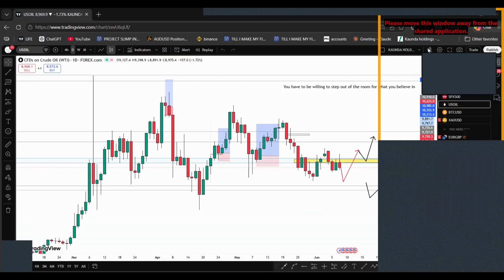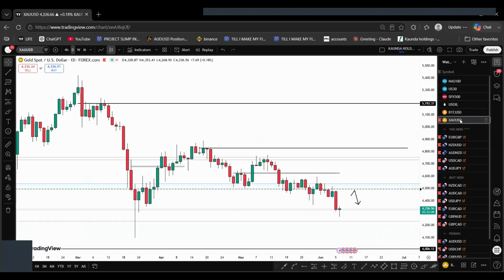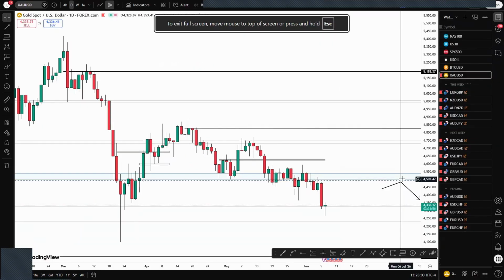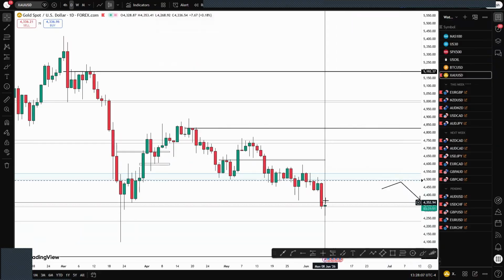Good evening, guys. So let's jump right back to the markets. This is our USD, and it looks like we are having a good potential for price testing back to this point.